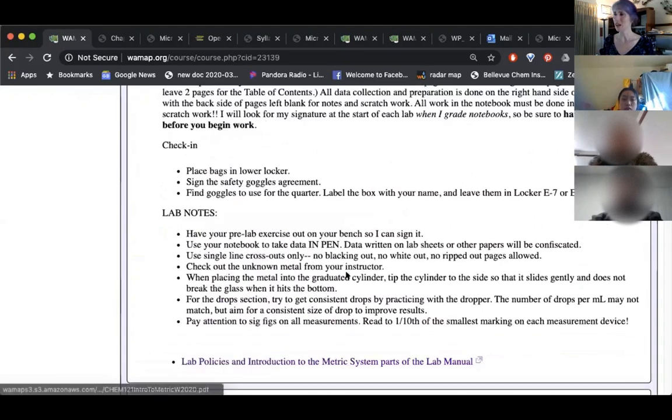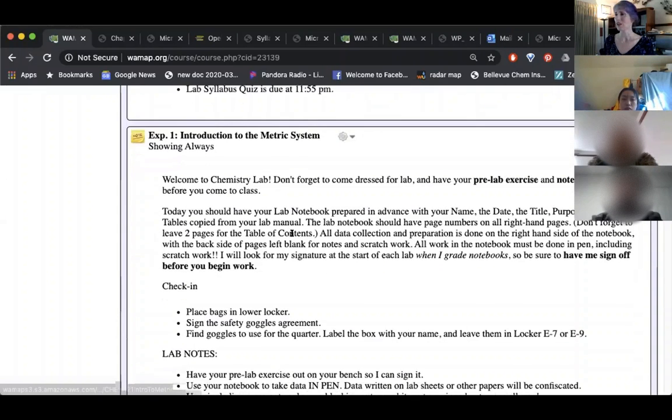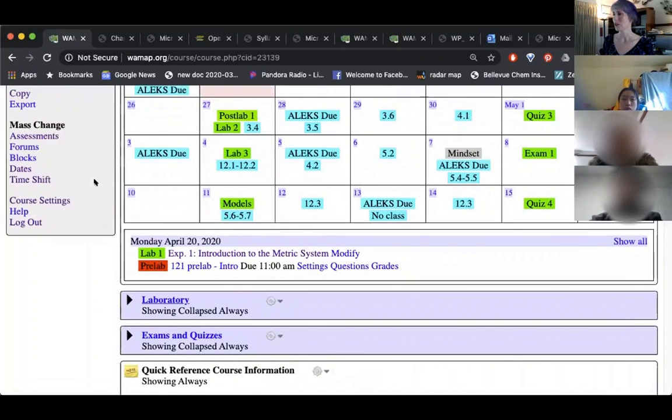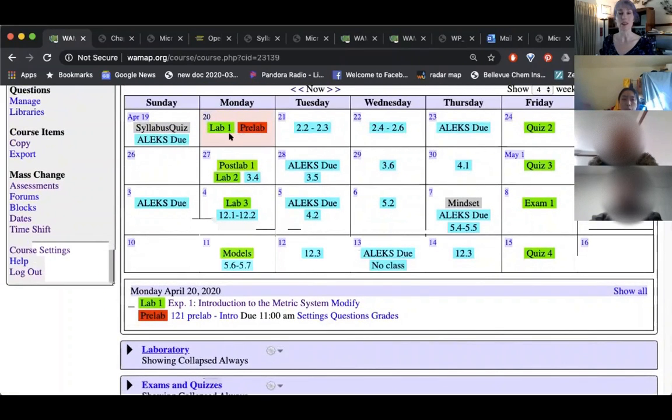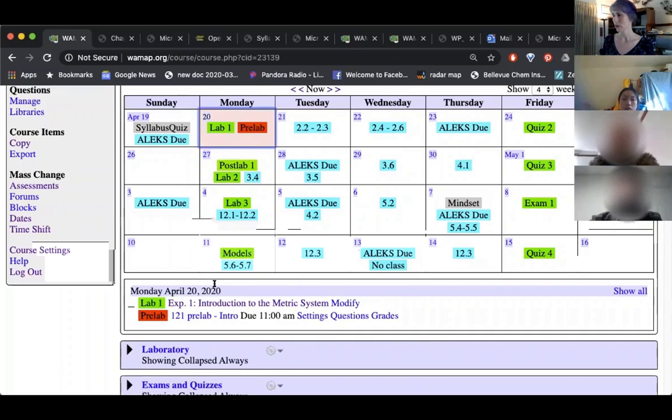But down here, this is what I call the lab block for experiment 1. And you can get there another way. If you leave that closed or open, it doesn't matter. You can go to the day that you're looking at. So if you wanted to look at lab 2, you could click on Monday the 27th, but today we're on the 20th. So I'll come down here and click on Introduction to the Metric System. That's going to put me down below into the proper place. So you can just click there.